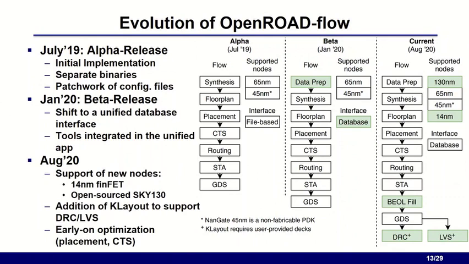Then the OpenROAD-flow has expanded its support to include 14 nanometer FinFET and the newly open sourced SkyWater 130 nanometer. In addition, open source DRC and LVS are available through KLayout. As shown in this diagram, in addition to adding more flow stages, another key element is to simplify the user's flow interactions. To do so, the important data preparation step is used to minimize the number of user adjustments needed to set up a commercial PDK such that it is usable by OpenROAD-flow.